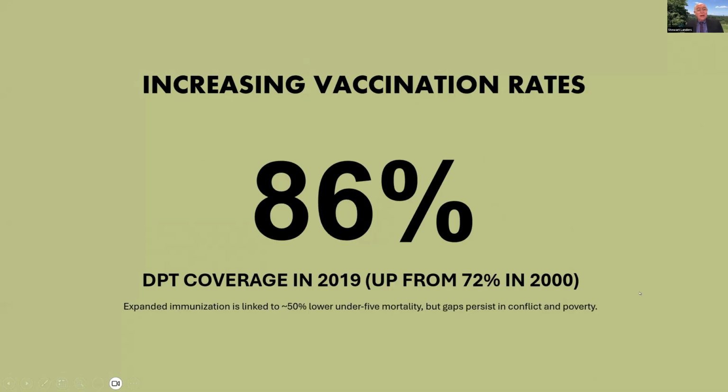Just a factoid here, global vaccination coverage for DPT, again, diphtheria, pertussis, and tetanus, rose from 72% in 2000 to 86% in 2019. Expanded immunization programs have helped reduce under 5 mortality rates by an estimated 50%, reflecting the substantial role of vaccines in improving child survival. However, coverage gaps remain, particularly in conflict-affected and impoverished regions. Conflicts such as the war in Gaza slowed access to child immunization and recovered somewhat after the ceasefire took hold. Next slide, please.